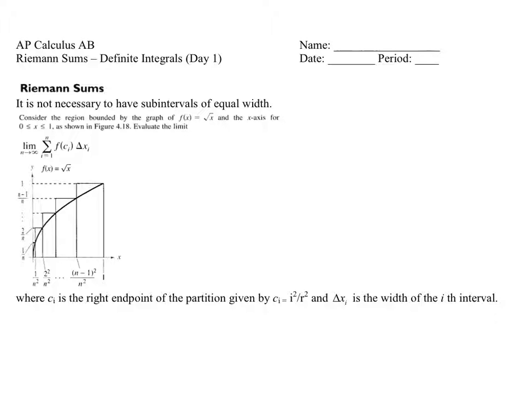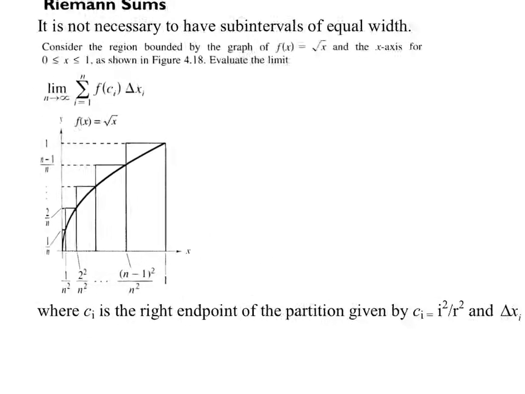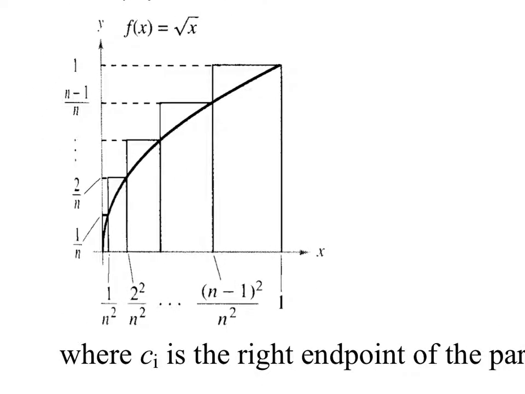Now, one thing I will say is that as you're doing this, we're going to have a difference in our delta x. So let's read through this and see how it would work. It says, consider the region bounded by the graph of f of x equals radical x and the x-axis for x between 0 and 1 inclusive. So you'll notice here we have our function, radical x.